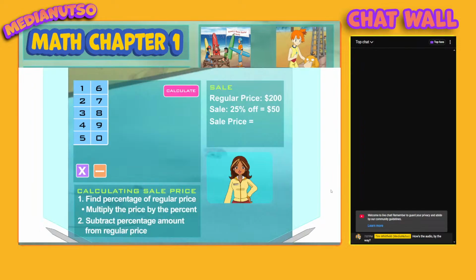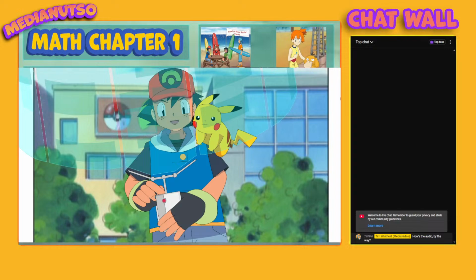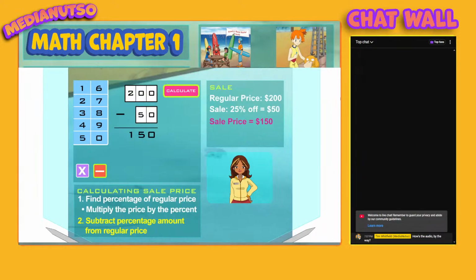It's time for step 2. We have to subtract the percentage amount from the regular price to get the sale price. Remember, descent by the percent. In goes the regular price and the percentage amount that we have to subtract. Get the numbers straight, then calculate. So the price of a surfboard that regularly costs $200 but was on sale for 25% off would be $150. Yeah, very good.